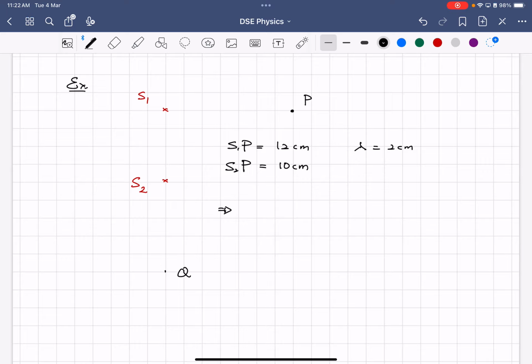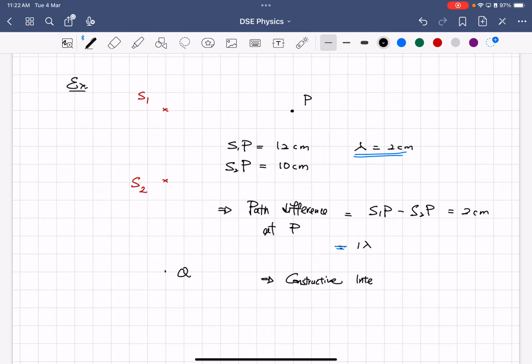Then in this case, what do you mean by finding path difference? You find the difference of S1P and S2P. So the path difference at P will be S1P minus S2P, which is 2 cm. And 2 cm is one wavelength, because it's given that the wavelength is 2 cm. So therefore, from the above, we will conclude that you will have constructive interference at P.